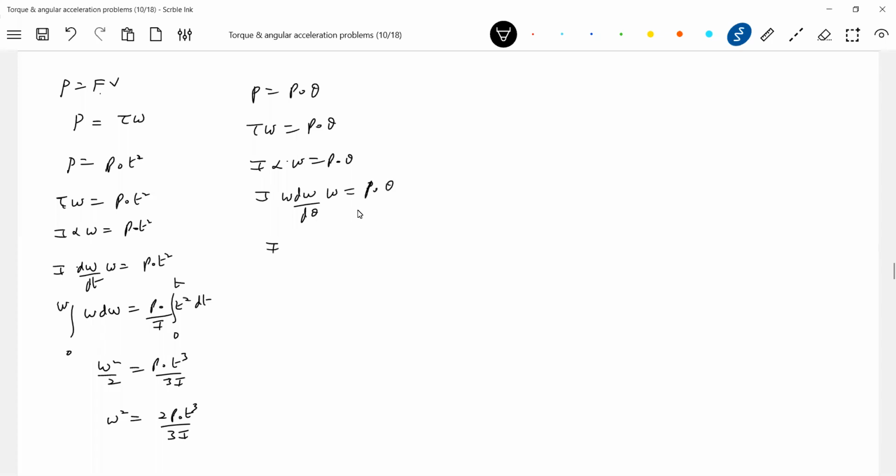So I omega square d omega equals P naught theta d theta. The angular velocity goes from 0 to omega, and theta from 0 to theta. So this will be I omega cube by 3 equals P naught theta square by 2. Omega cube is equal to 3 P naught by 2I theta square.